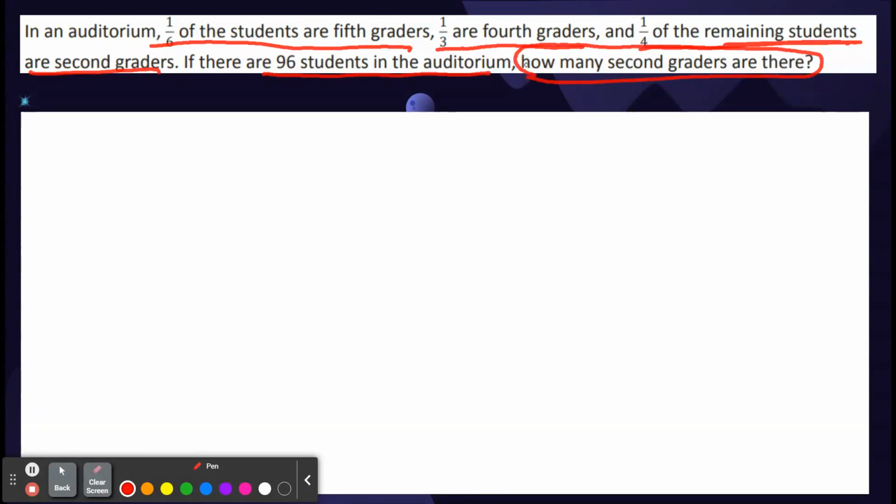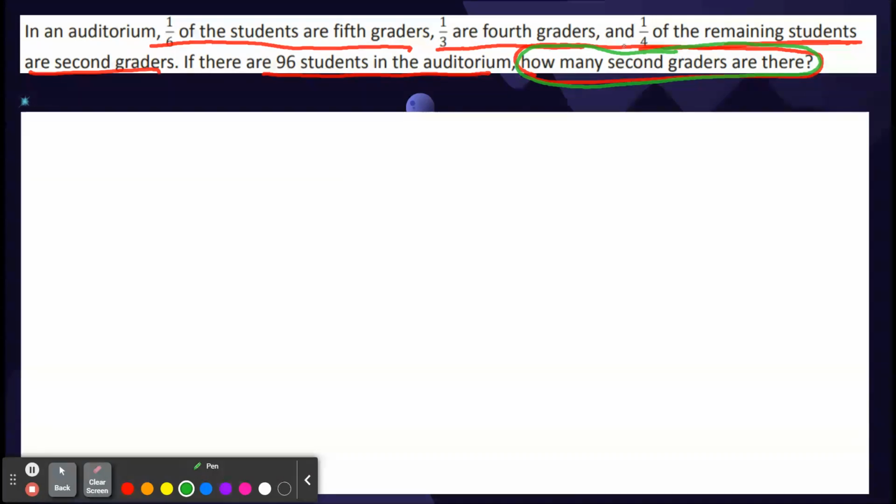Now, whenever I look at a word problem, the first thing I like to do is see what the question is asking me. What am I supposed to find? So our question over here is asking me, how many second graders are there?